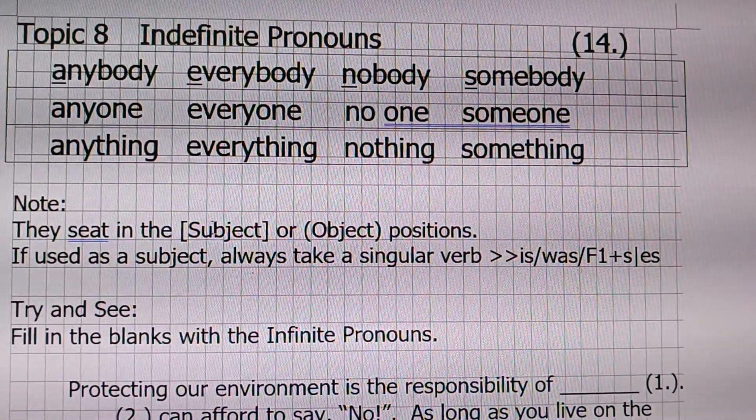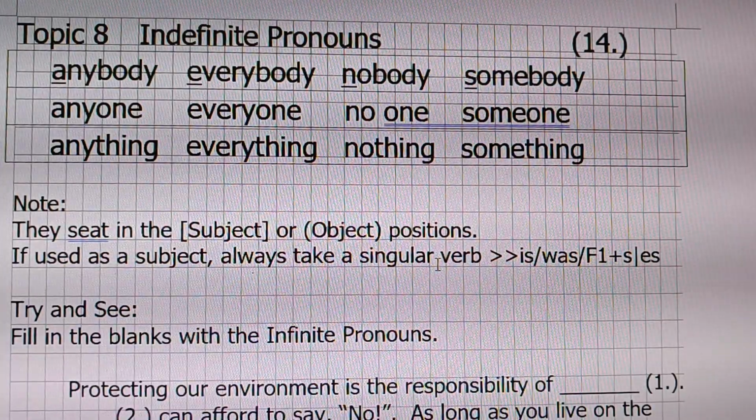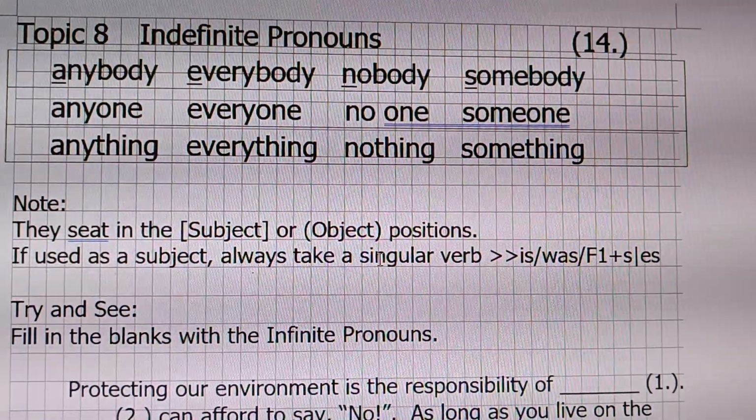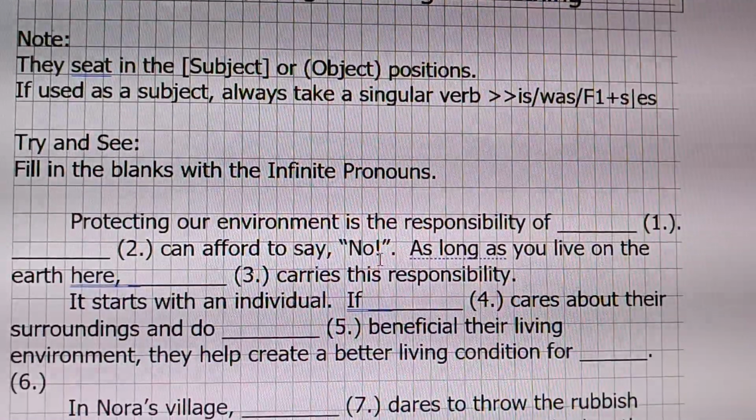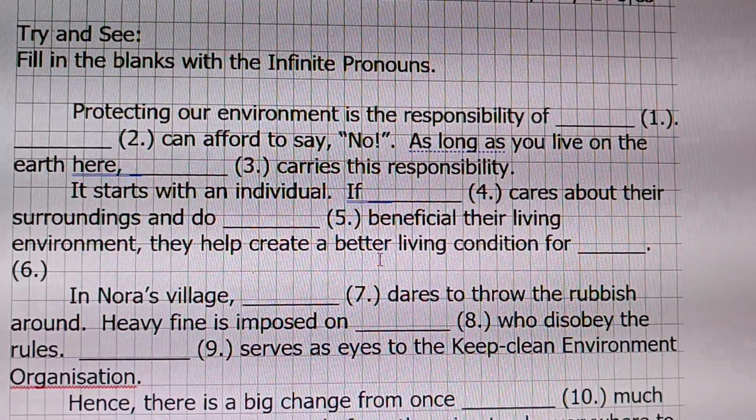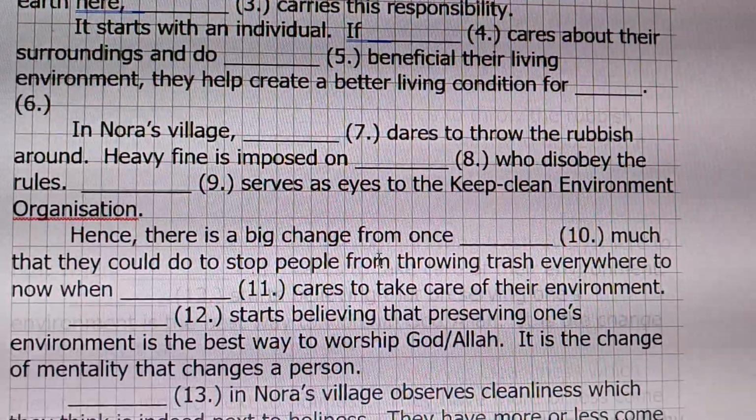They sit in subject or object positions. When used as a subject, they always take a singular verb: is, was, form 1 plus S or ES. Memorize this, it helps with subject-verb agreement. So try this exercise: fill in the blanks with the indefinite pronouns.